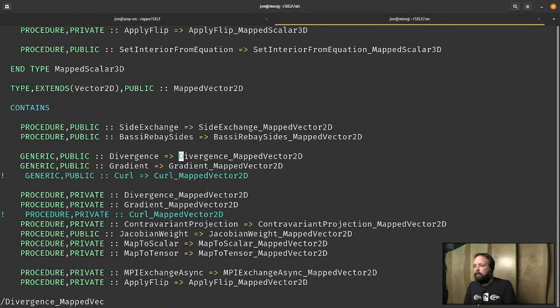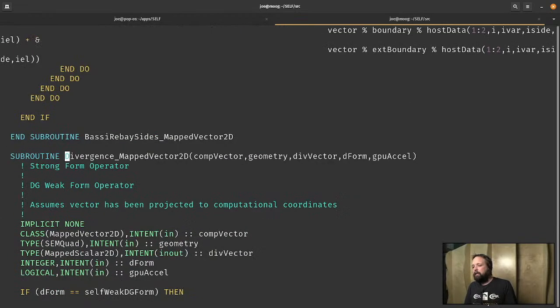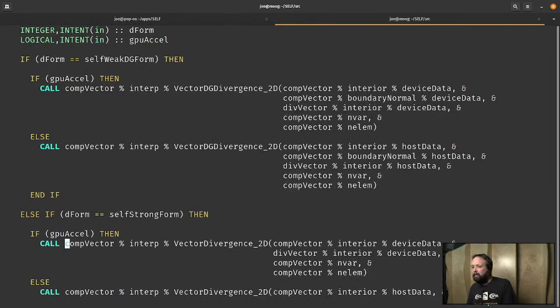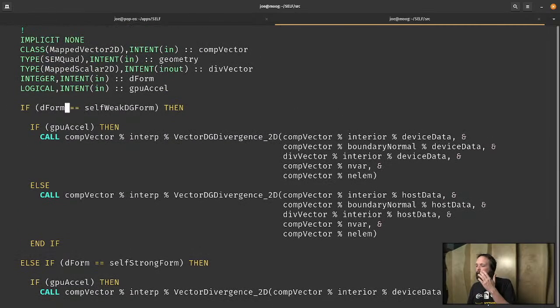MappedVector 2D, you can start to see it's going to feel a little bit obfuscated, but this structure in the code is done on purpose to provide a lot of code reuse and start to really get things abstract to where we can talk about doing calculus operations and not talk about how to program a GPU. But essentially underneath the hood, if you have a flag for the form that you're using, which here is self-weak DG form, it's going to do that conservative form that I was talking about.